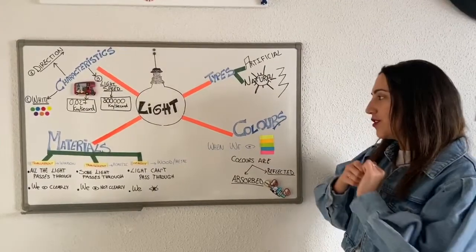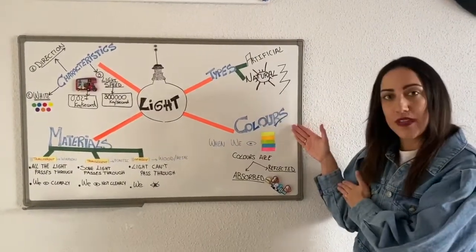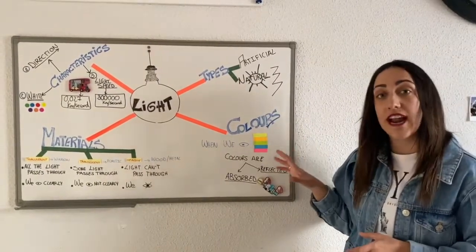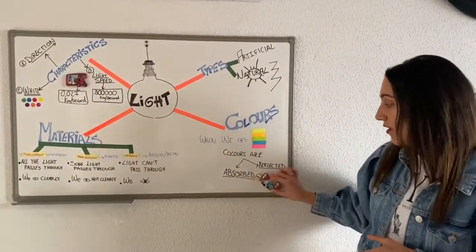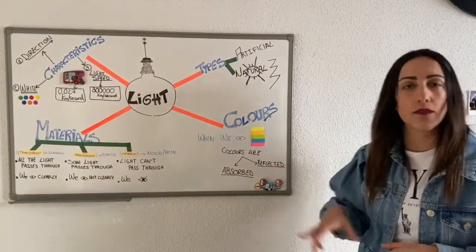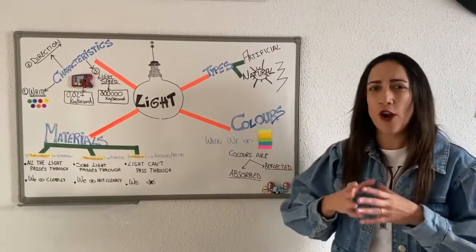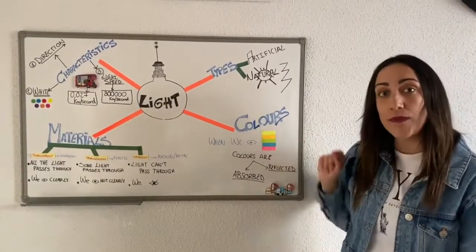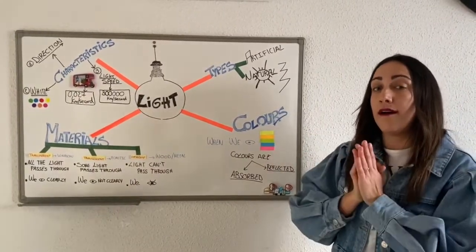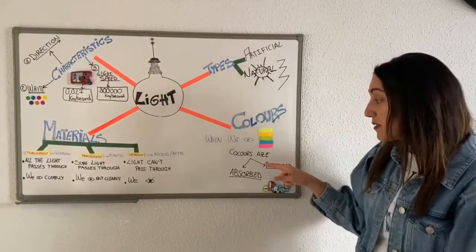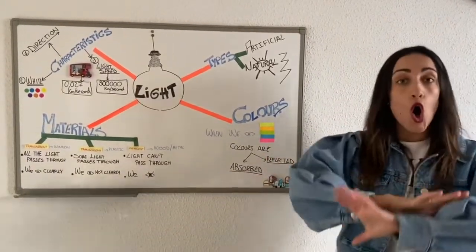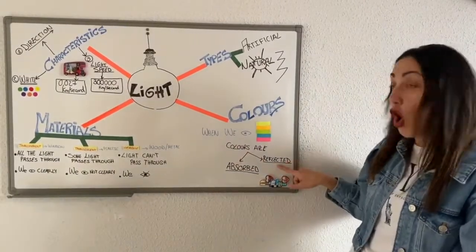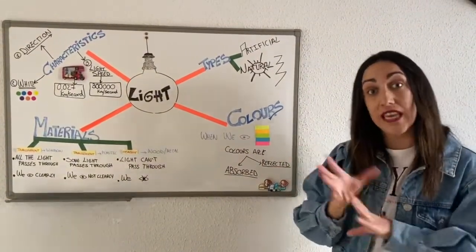Let's talk about light and colors. When we see any of those colors, there are some colors that are absorbed and other colors that are reflected. What is the meaning of that? Well, if we see yellow, that means that the object absorbs all the colors and reflects only yellow. So because of that, we see yellow.